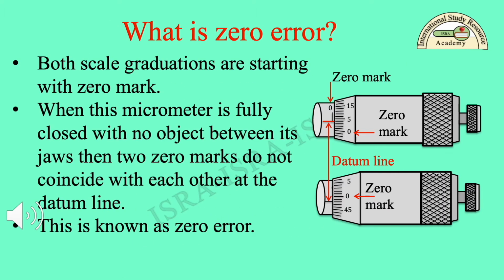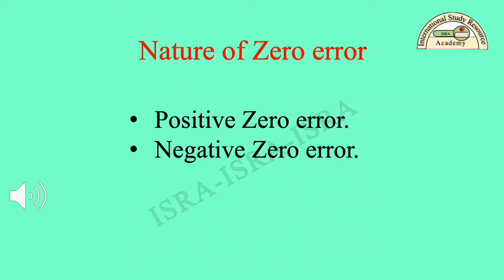What is zero error? Look at the diagrams. Both scale graduations are starting with 0 mark. When this micrometer is fully closed with no object between its jaws, then the two 0 marks do not coincide with each other at the datum line. This is known as zero error. Nature of zero error. We have two types of zero error. First one is positive zero error. Second one is negative zero error.